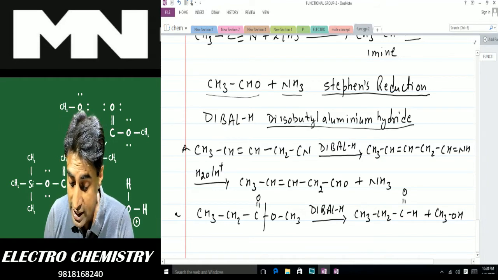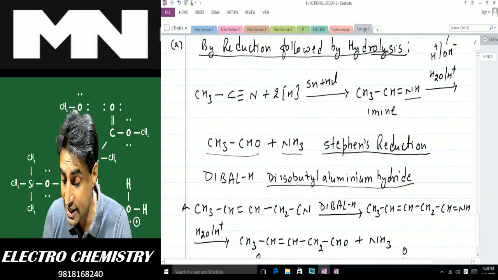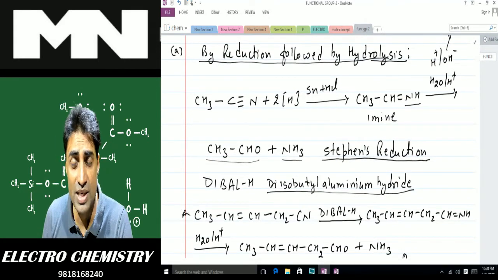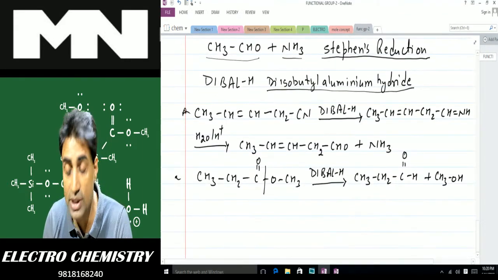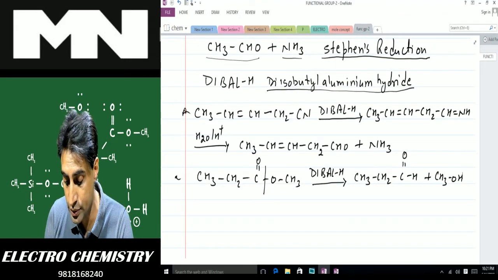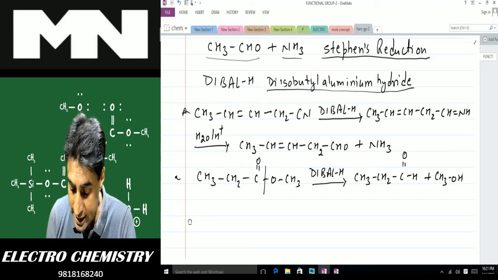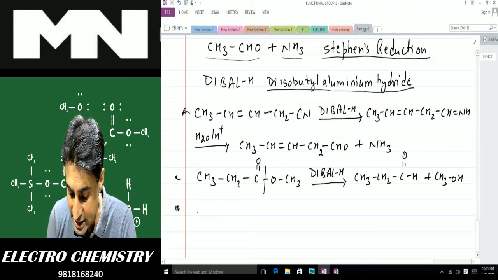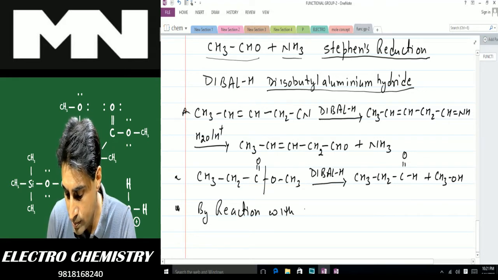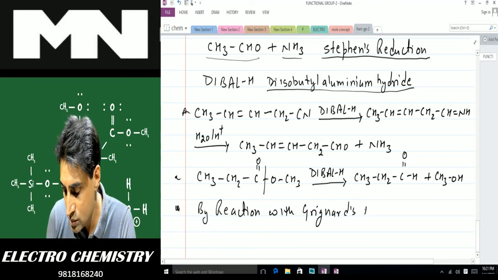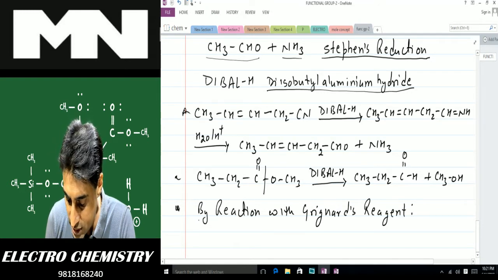So from cyanide I can get aldehyde by Stephen's reduction followed by hydrolysis, or by reduction with DIBAL-H. Remember one thing, that you will get only aldehyde by this method, not ketone. From cyanide, I can also use another method, that is by reaction with Grignard's reagent.